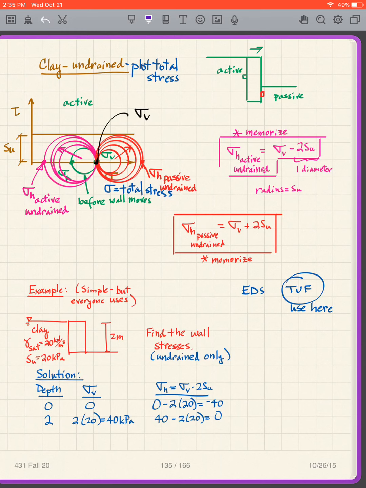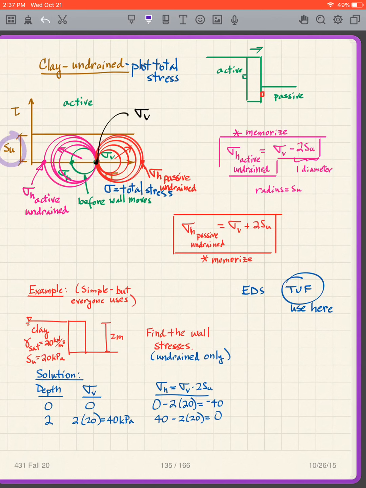So now the geometry is real simple because I'm going to end up again with an active and passive. If I have a sigma v here, when the wall moves out in my active zone, things move in that direction and I get a point there. So there's my active circle, the circle that I would get under active conditions. And then I get that circle for the passive conditions. So the horizontal stress is increasing.